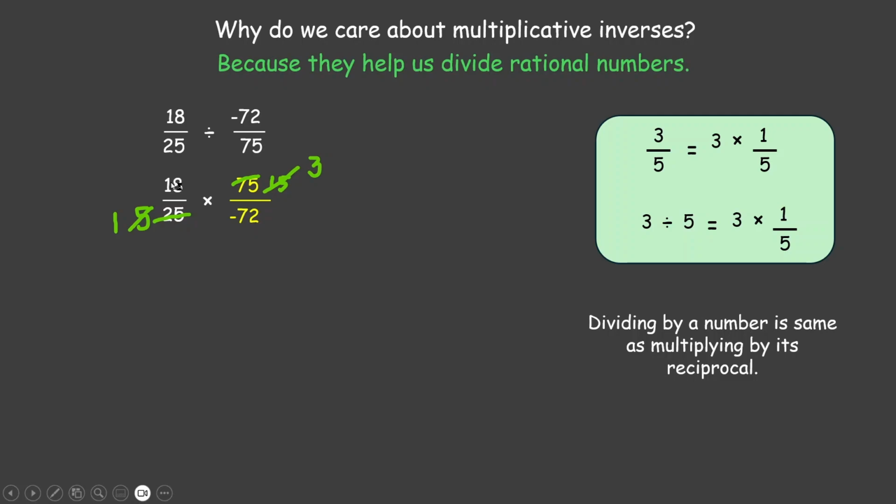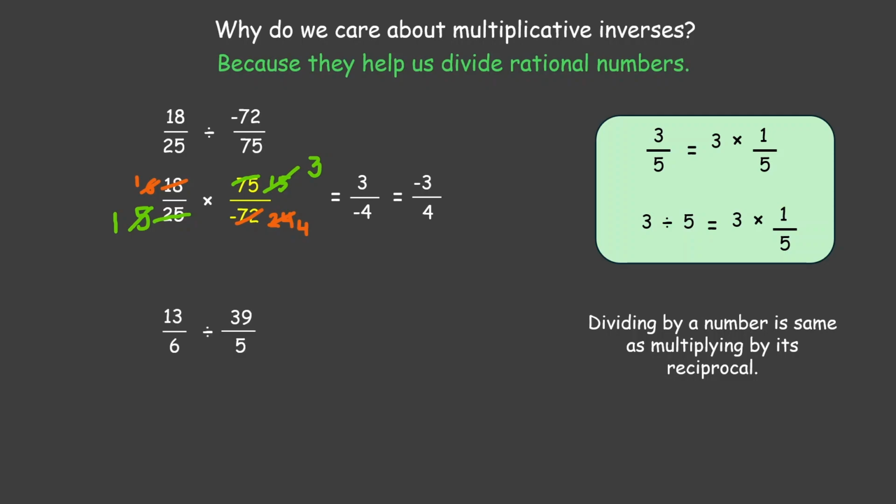Now 18 is divisible by 3 and so is 72. So that is 3 into 6 is 18 and 3 into 24 is 72. Now that's 6 into 1, 6 into 4. So the numerator is 1 into 3 and the denominator is 1 into negative 4. So that's 3 by negative 4. Now as a good practice, we write the negative sign in the numerator. So that's minus 3 by 4.